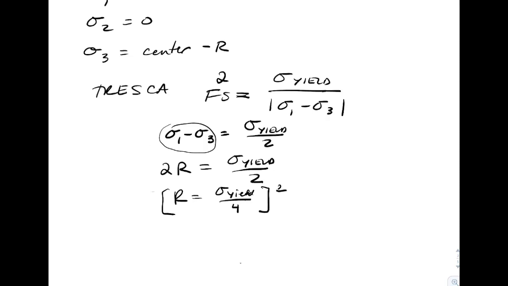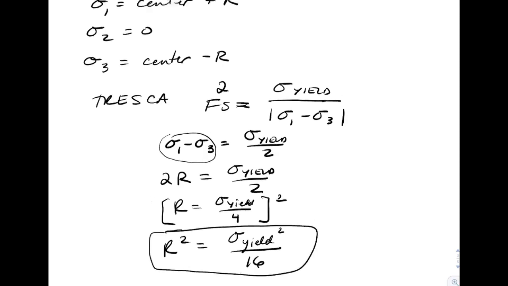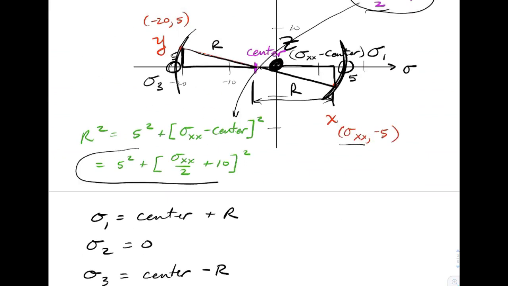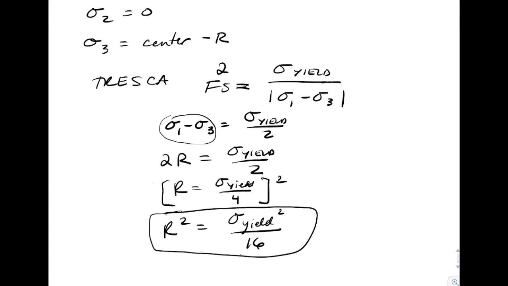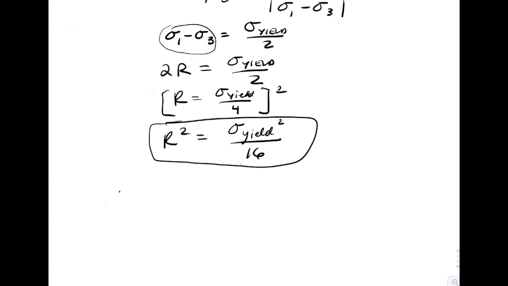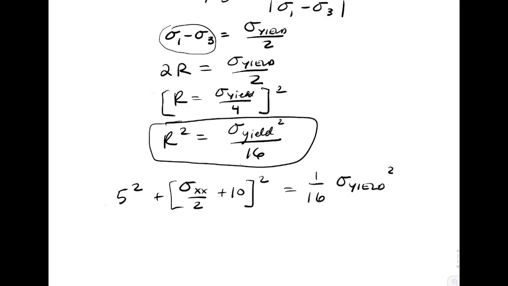I'm going to take that and square both sides. That gives R squared is equal to sigma yield squared over 16. And so we're going to meet up with this equation for R squared. And it should become apparent that left over, the only thing we're going to have is sigma XX to solve for. So let's just write the equation for R squared above. That's going to be equal to 1/16 sigma yield squared.